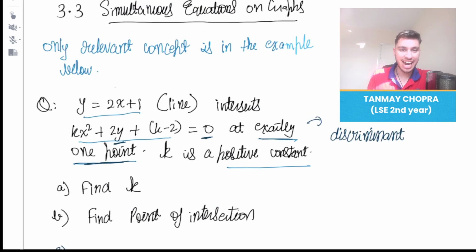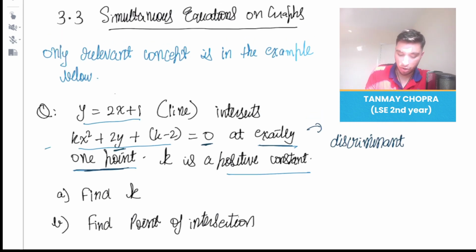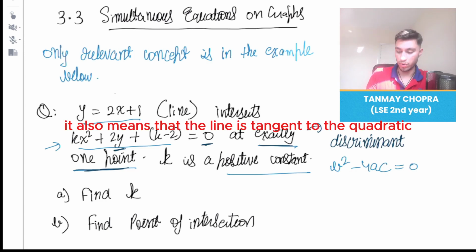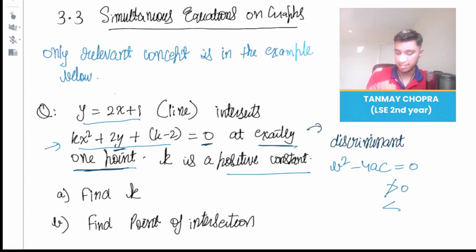When it says at exactly 1 point, notice this is possibly a quadratic. It's not a standard quadratic, it's a non-standard quadratic. But whenever you hear the term exactly 1 point or exactly 2 points or exactly 0 points, you should be thinking about the discriminant. What is the discriminant? b squared minus 4ac. We know this from chapter number 2, quadratics. If there is only 1 point of intersection, that means there is only one solution to the quadratic. That means b squared minus 4ac is equal to 0. It's not greater than 0, neither is it less than 0, it is equal to 0.